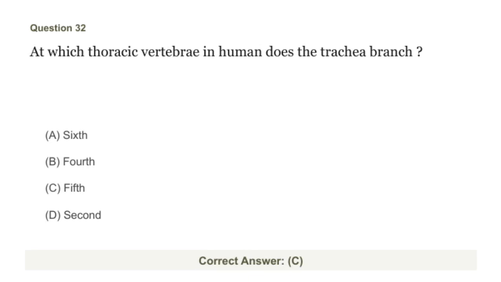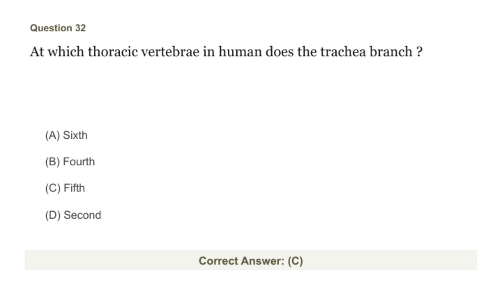The correct answer is C, which is the fifth thoracic vertebra. Now, let's clarify why this is the right choice. The trachea, as you know, is the windpipe that carries air from the larynx down into the chest. It then bifurcates, or splits, into the two main bronchi, which lead to each lung. This bifurcation occurs at a specific point in the thoracic region.